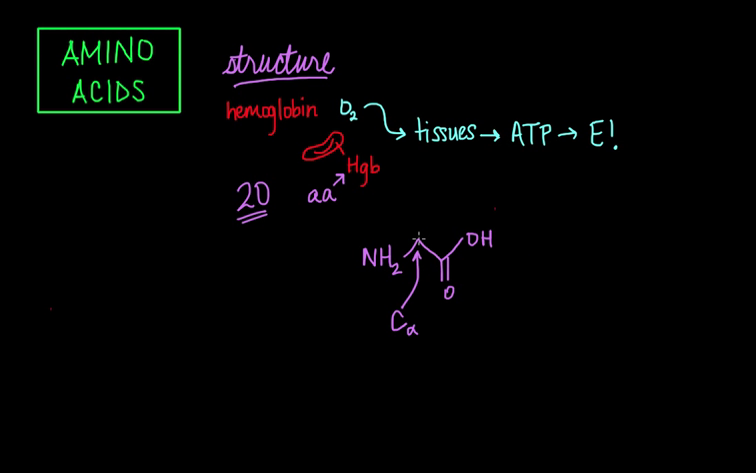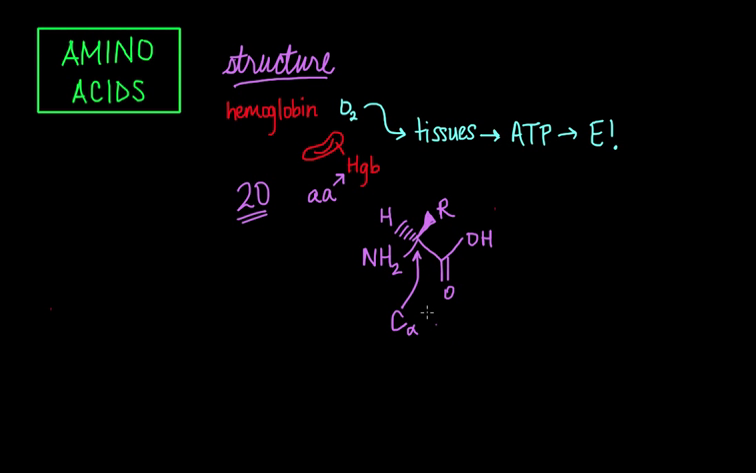Bound to the alpha carbon is a hydrogen atom, as well as a unique side chain, or R group. We just use R to denote any generic side chain. Each of the amino acids has this same generic structure, and what makes each of the 20 amino acids different from each other is this R group, or the side chain. So each of the side chains for the amino acids is going to look different.